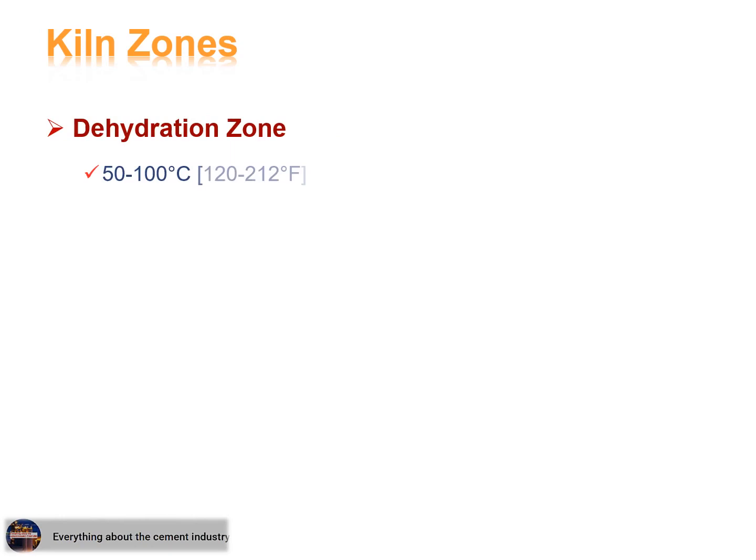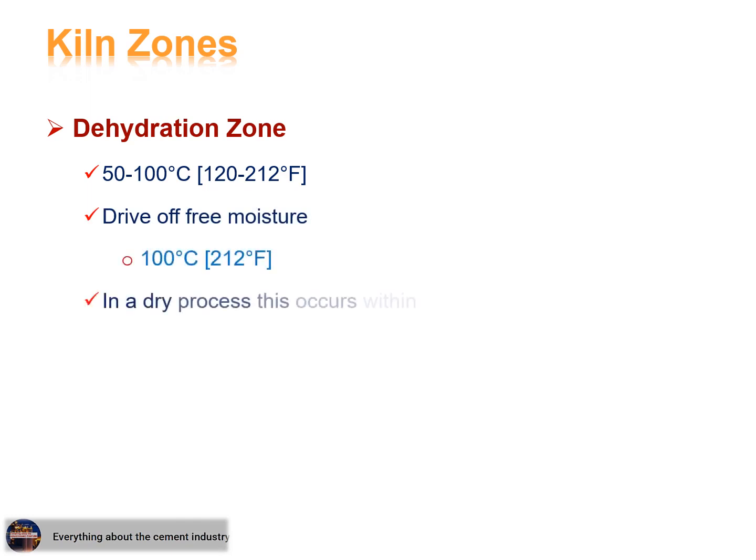Kiln zones. Dehydration zone in the wet process. The temperature range in this region is 50 to 100 degrees Celsius. Temperature range at which free moisture is driven off: 100 degrees Celsius. In a dry process, this occurs within the first few seconds.